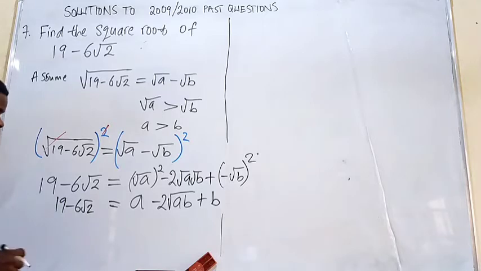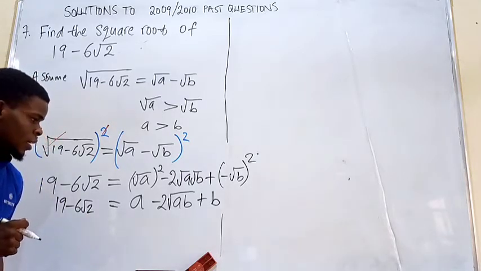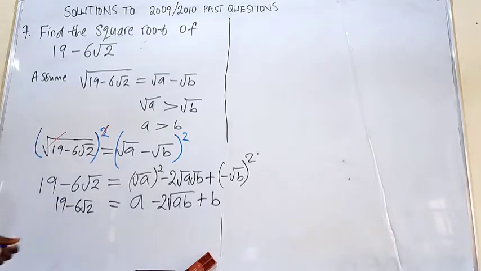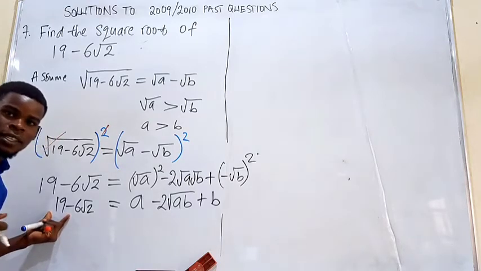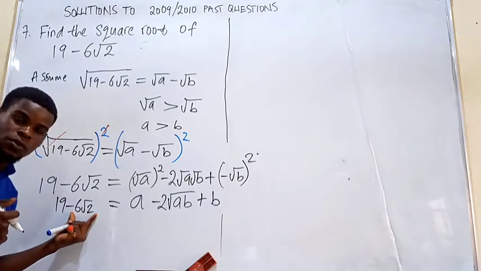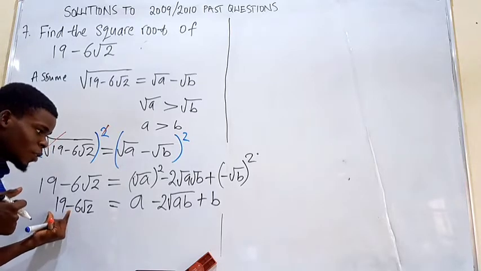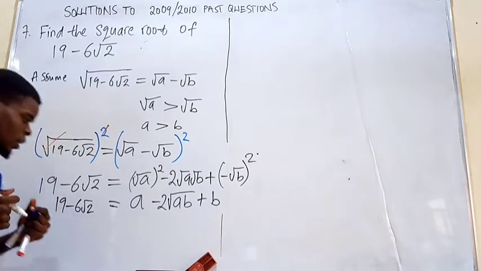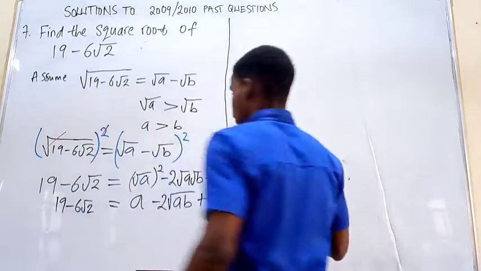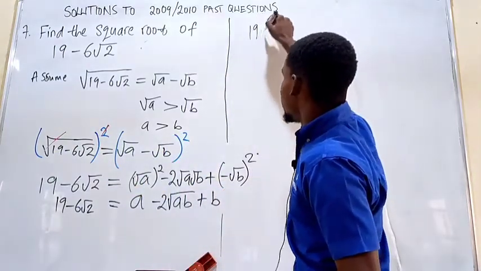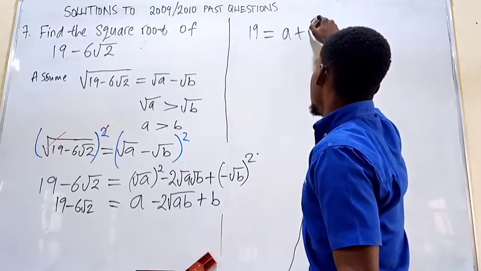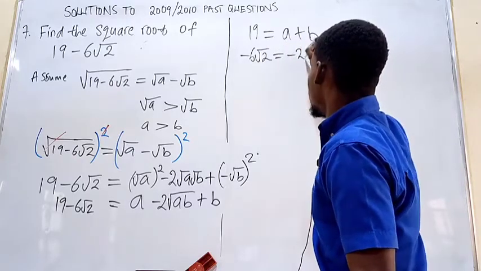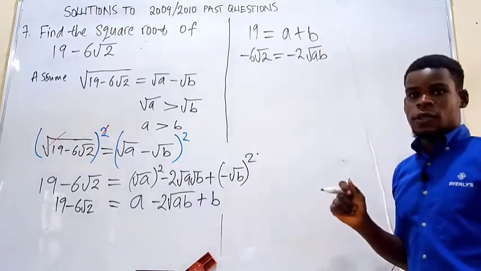root 2. So the next thing we'd like to talk about here is the radicand terms and the non-radical terms. What I mean is 19 is just on its own. It is just a rational number, but negative 6 root 2 is irrational. So we're going to equate the rational part to the rational part here and the irrational to the irrational part here. Considering that, we're going to have that 19 should be equal to a plus b, and the negative 6 root 2 should be equal to negative 2 root a times b. So that is what I mean.